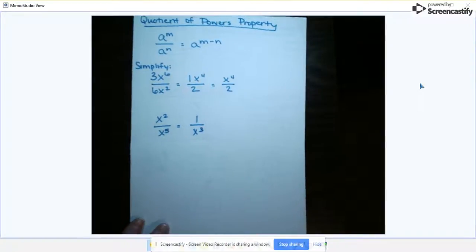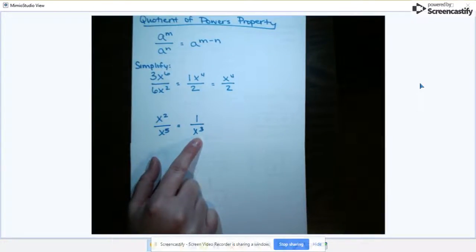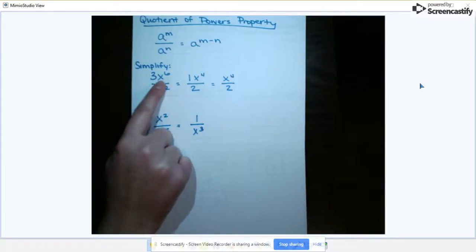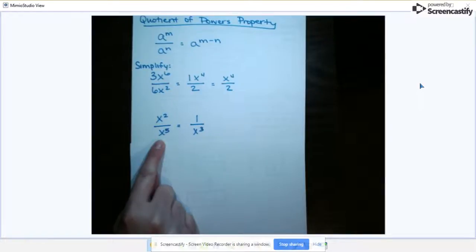Here's another one, x squared over x to the 5th. This time our larger exponent is in the denominator, so we know that our difference, once we subtract, will stay in the denominator. Exponent was larger on top, that's why our x to the 4th was up here. Exponent's larger on bottom, so that's why our x to the 3rd is on the denominator. Don't forget you must have this 1 on the top, otherwise it changes the problem.